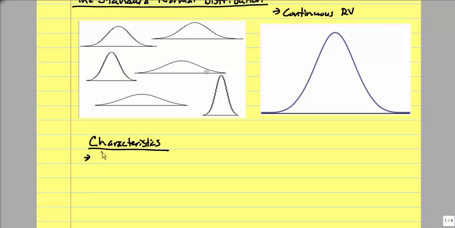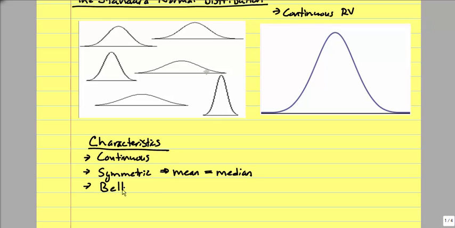So as I said, this is a continuous distribution. It can achieve any particular value over an interval. If you'll notice, each and every one of these distributions that we looked at above is symmetric. Because they're symmetric, that tells me that the mean is equal to the median. Another way to describe this curve is a bell-shaped curve. It's also unimodal. That means it has one peak. That kind of goes along with that idea of bell-shaped.